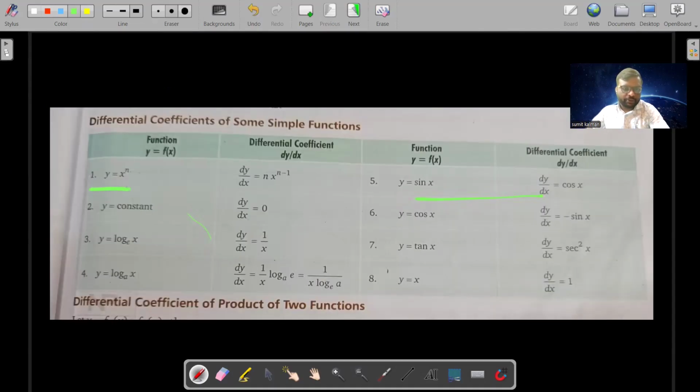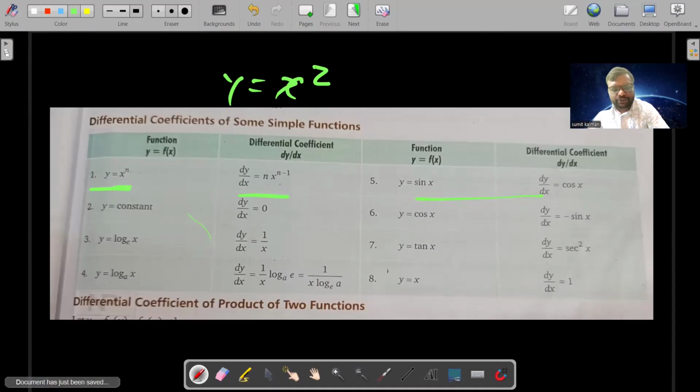Here we will use this formula. Y is equal to x square, so just compare from here: y is equal to x to the power n. Here n is 2. And what was its differential coefficient? dy upon dx is equal to n x to the power n minus 1. So here dy upon dx will become 2, n is 2, into x to the power 2 minus 1. So here it will become 2x.